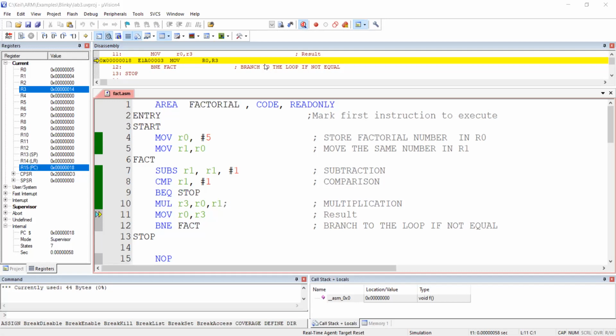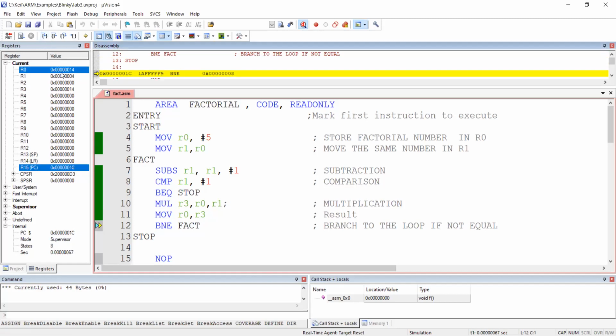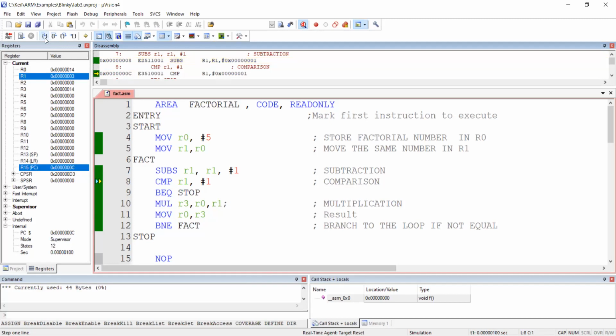Yes, correct. Both answers are correct. 5 into 4 is 20. 20 in decimal, in hex is 14. So the right answer. So next question. Keep observation of R3 as well as R0. Next, what's the next?